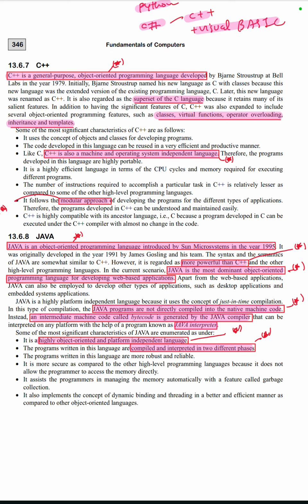Some of the most significant characteristics of Java are enumerated as under: highly object oriented and platform independent language. The programs written in this language are compiled and interpreted in two different phases.